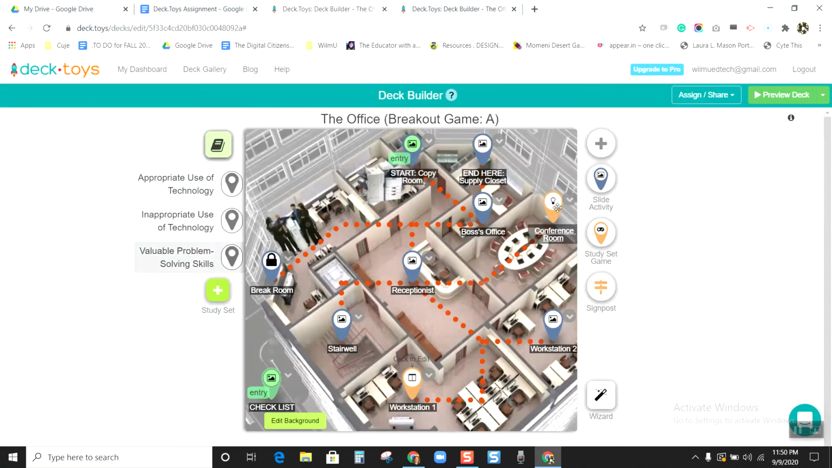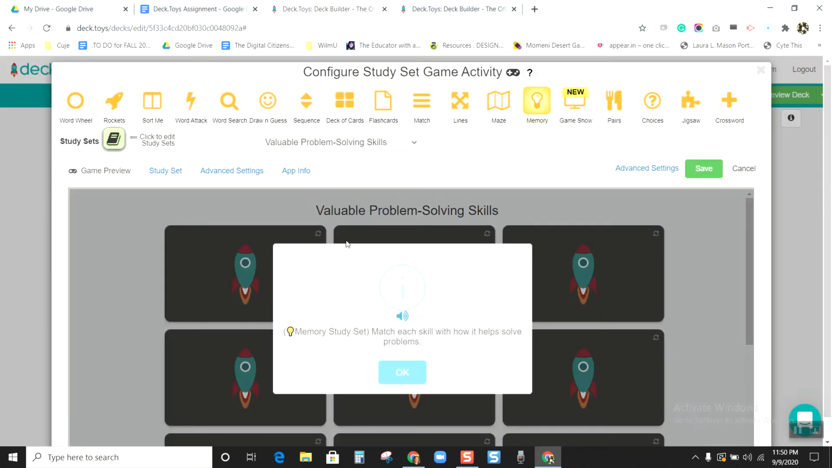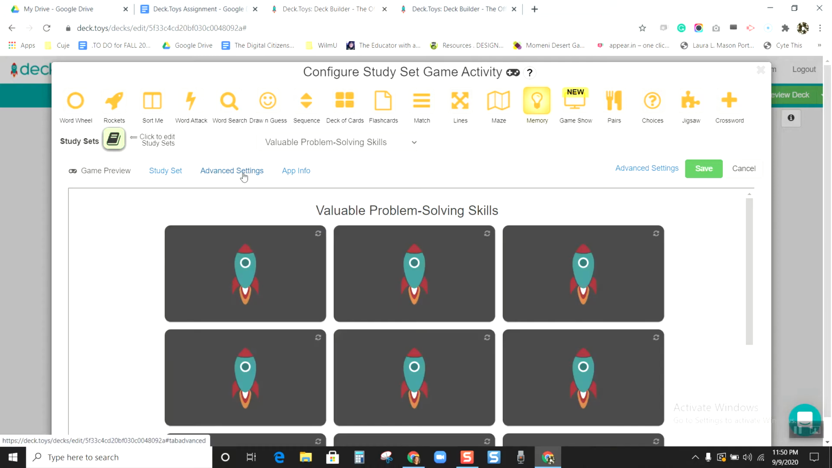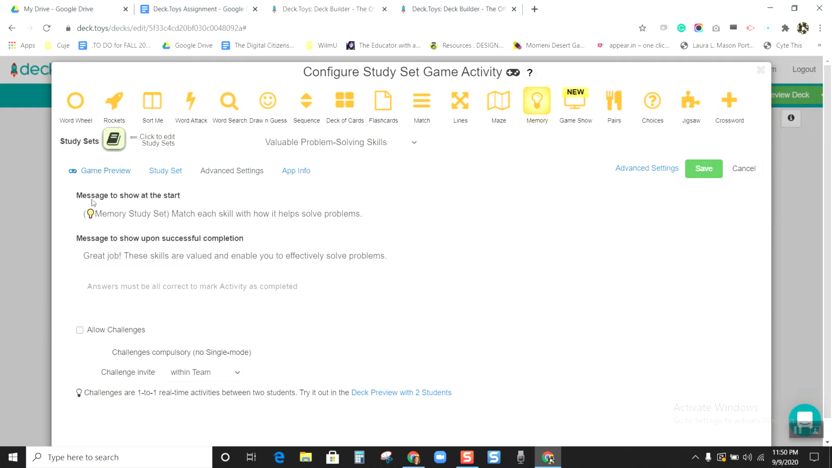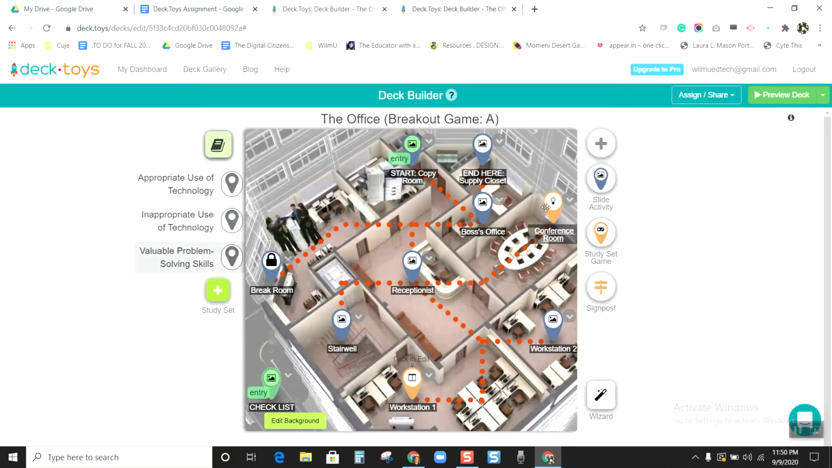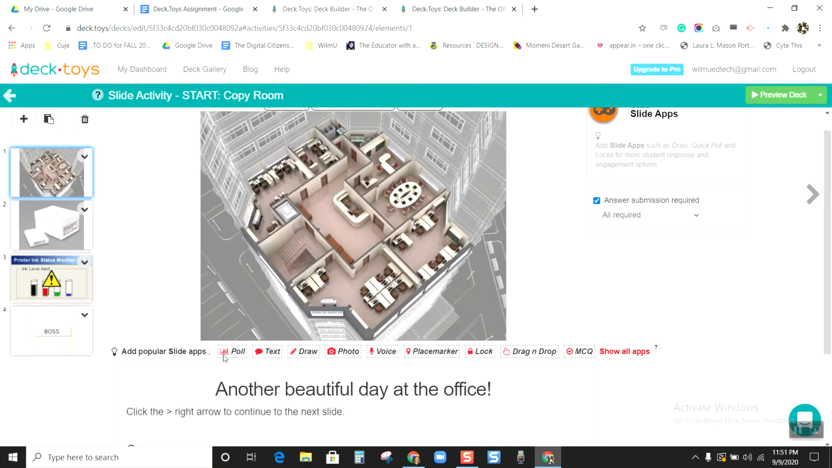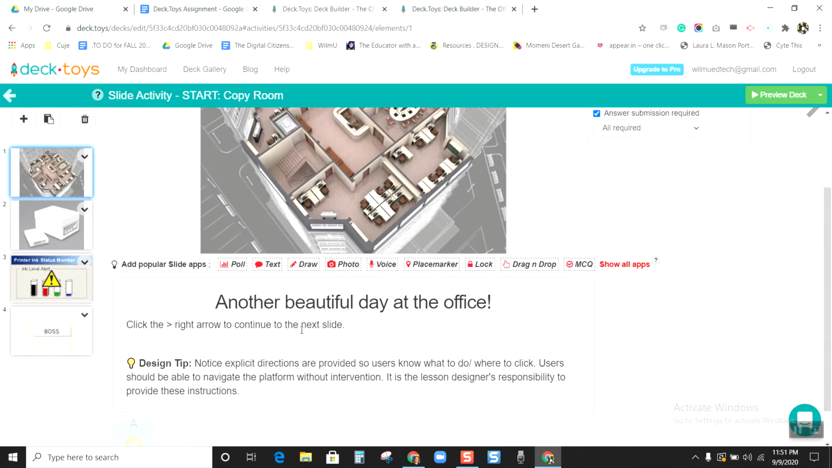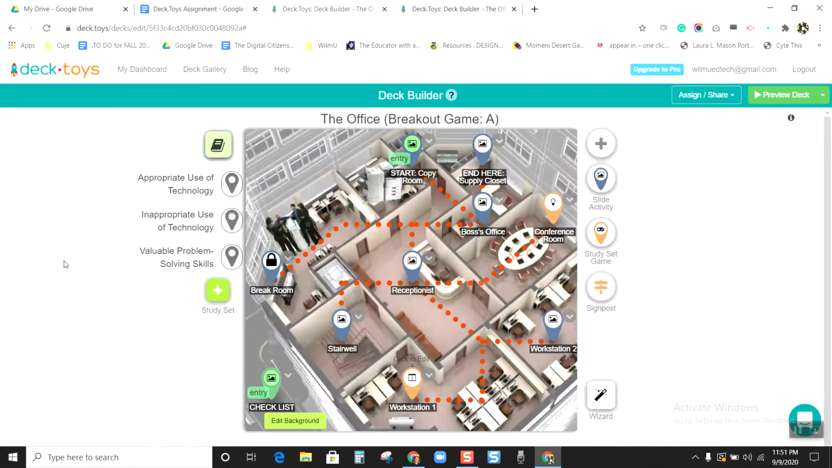At the beginning of the study set, this message pops up that tells the learners what to do to play the game, so having to match each skill to help solve the problem. That was created under advanced settings. So when we are in the study set, we go to advanced settings, and this message to show at the start is where we put our explicit directions at the front of the study set. And then again, for the slide activities, we use the box down at the bottom to use those explicit directions. So we do have those directions throughout.